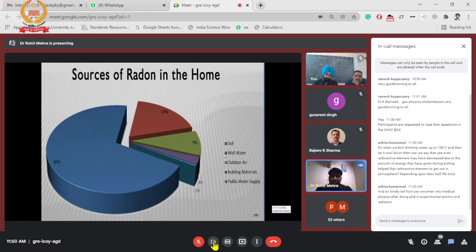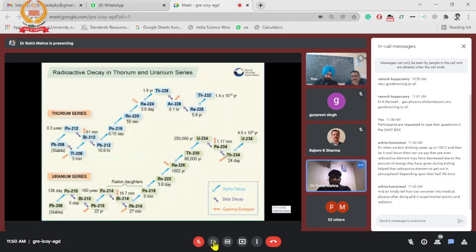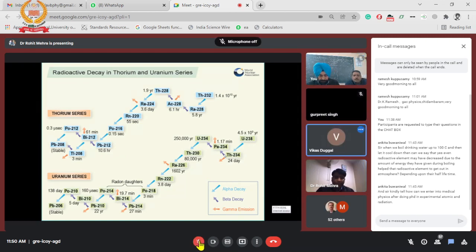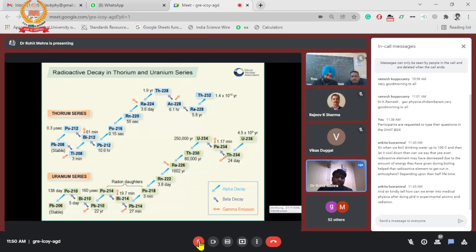So I would like to share with you this decay series, not all the detailed techniques. If you see this series, where alpha decay has been defined with the mauve color. Can you see the color, sir? Yes, sir. So beta is with the mauve color, alpha is with the blue color, and gamma is with a little bit reddish or orange color we have defined.